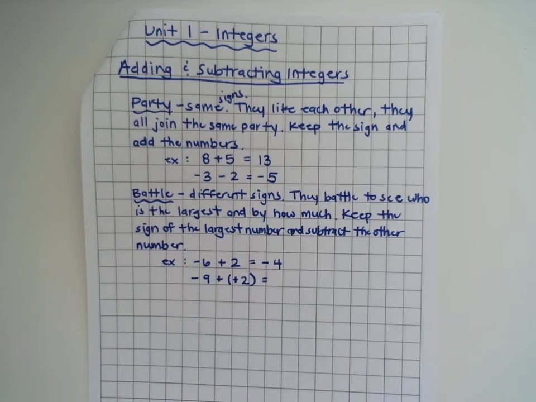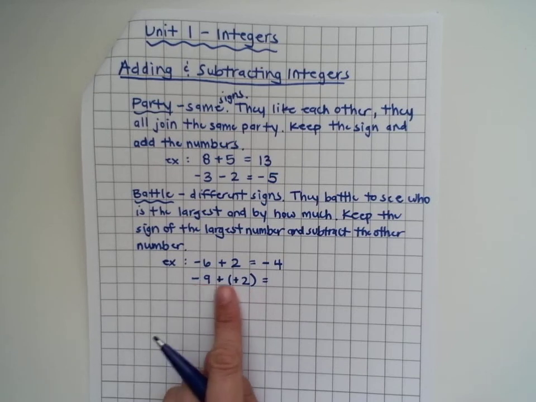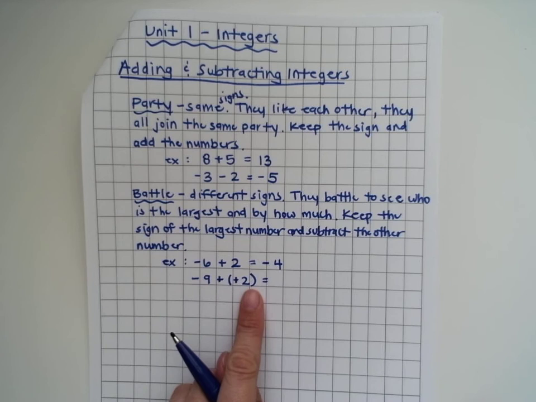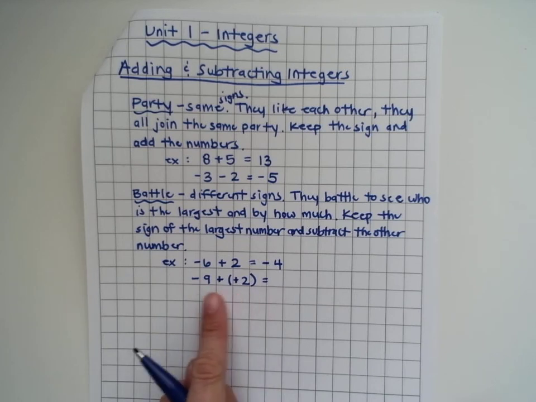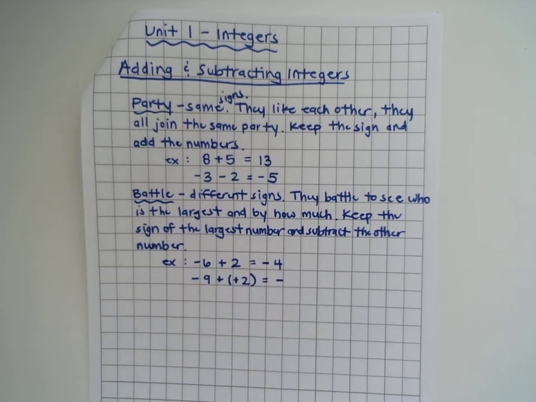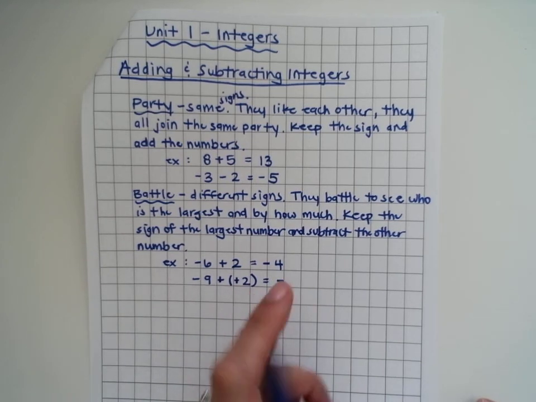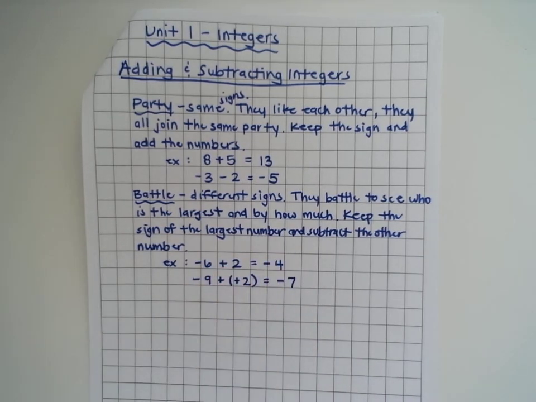Now when we look at it, we have a negative and we have a positive. So they're going to battle. And we're going to ask ourselves, which one is the largest number? 9 or 2? Well, 9 is. 9 is bigger than 2. So we're going to keep the sign of that larger number, which is negative. And then the 9 is going to battle the 2, and we're left with 7. So the 9 takes out those 2, and there are 7 left.